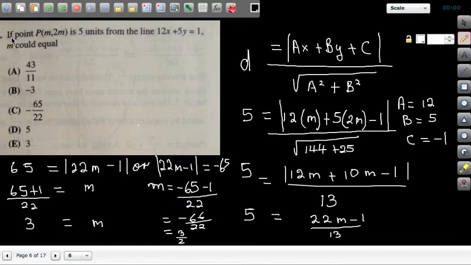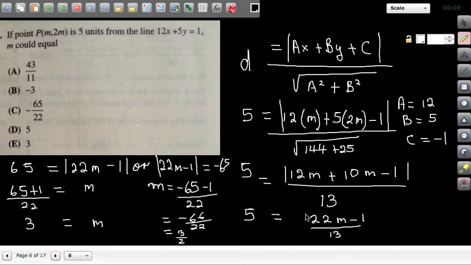Okay, the question is, if point P is (m, 2m), and it is 5 units from this line here, what could m be? We know that the distance formula is ax plus by plus c divided by square root of a squared plus b squared. Our x and y values are m and 2m. We know the distance is 5. Simplifying this, we get 12m plus 10m minus 1 divided by 13, which is 22m minus 1 divided by 13.